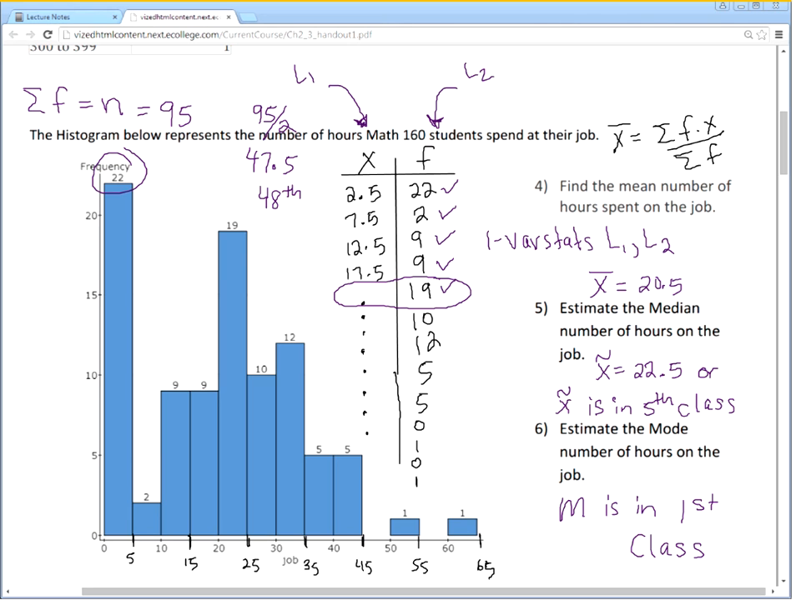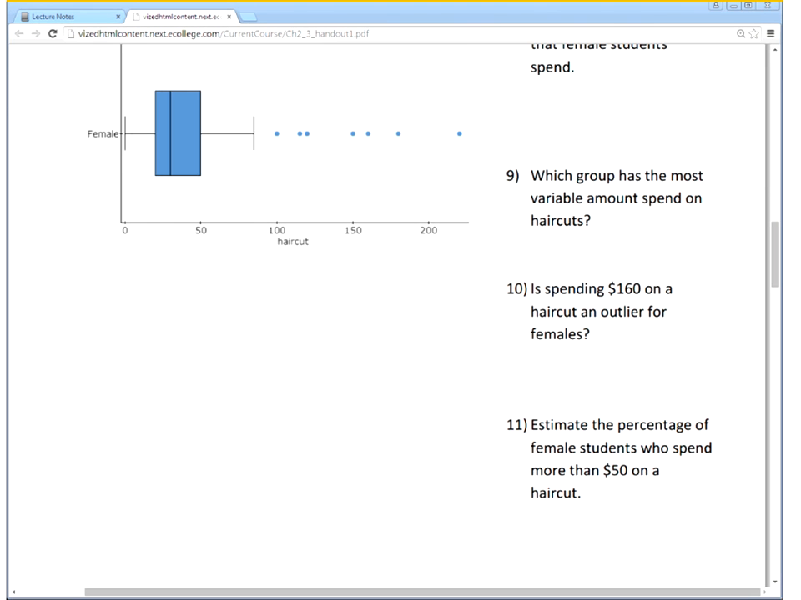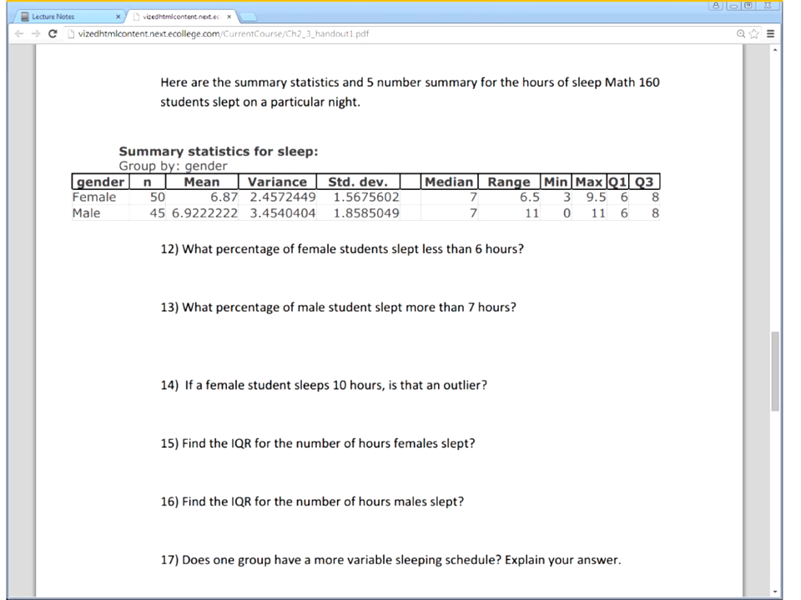Okay, so that's what we know about the mode and the median. We estimate where they're located. The way that we go about finding the measures of center when we have grouped data is different than if we had raw data. The very last page of that worksheet gives you raw data, so you can compare what you're doing. So let me jump over to the very last page.